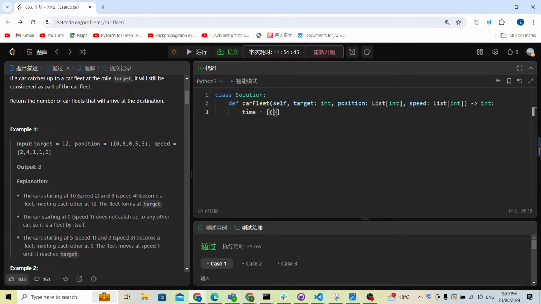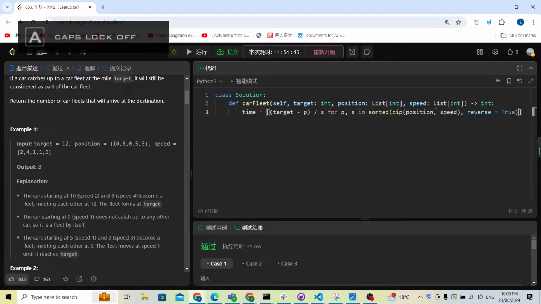I'm going to use target minus the position, divided by speed. So it's going to be the time for the last position to reach the target, for position, speed in zip(position, speed). But for this one, it's going to be a sorted zip, so I'm going to use sorted, and it's going to be in reverse order, so reverse is going to be true.